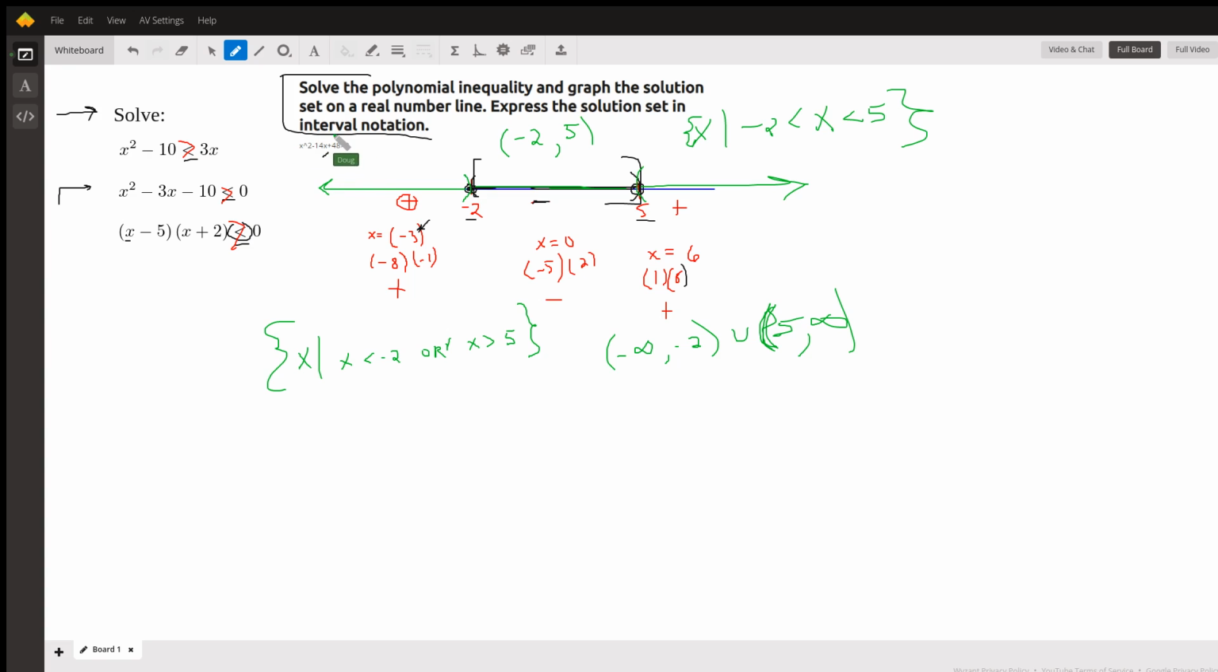Factor it and put the places where it's equal to 0 on a number line, and then pick test numbers in each interval. And by the way, if this didn't factor, you could still use the quadratic formula to find out where the expression equals 0, and then pick test numbers in each interval.